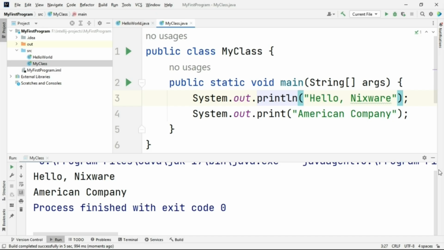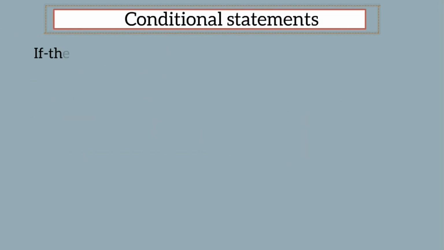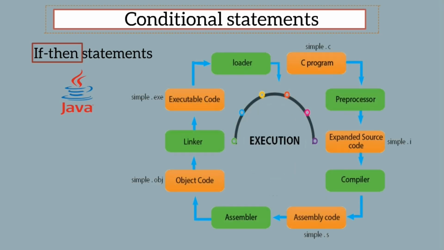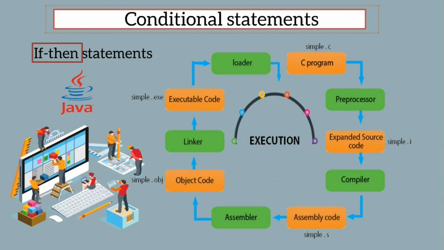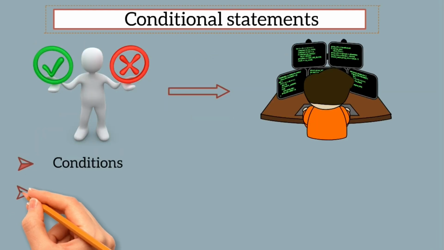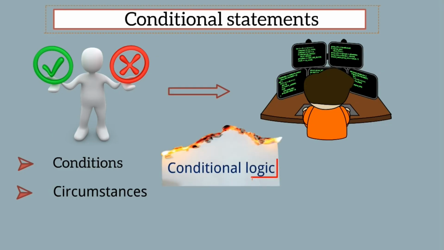So that's it. In this lecture, we will discuss conditional statements, which are if-then statements in Java. The if-then condition is used to control the flow of a program's execution. It allows developers to make decisions within the program based on certain conditions or circumstances. It is also known as conditional logic.